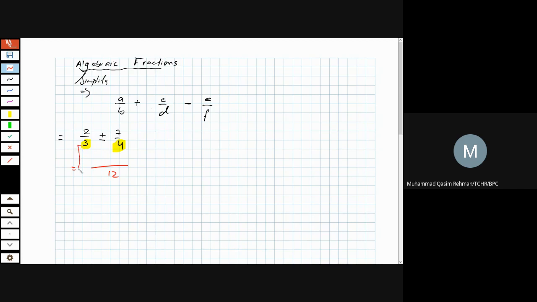So 3 times what is 12? 4. So you put 4 there and multiply it with the numerator of the same fraction, plus 4 times what is 12? 3. So you put 3 here and multiply it with the numerator of the same fraction. There you go. This is how you add or subtract numerical fractions, and you can simplify it further.